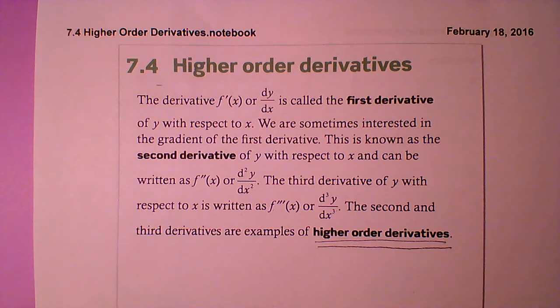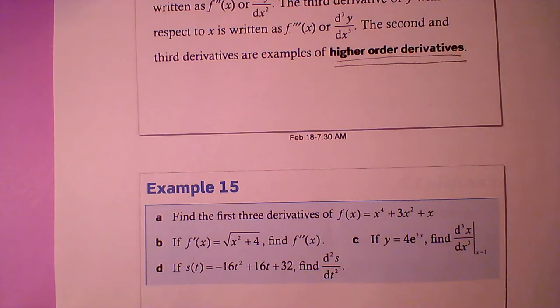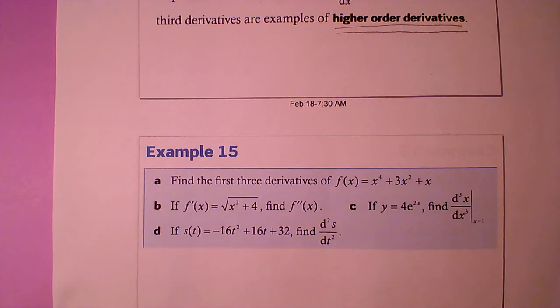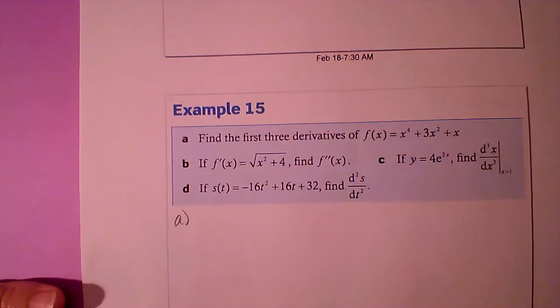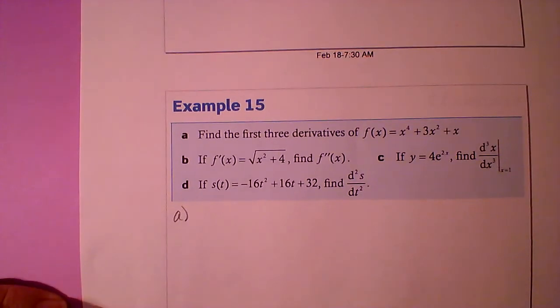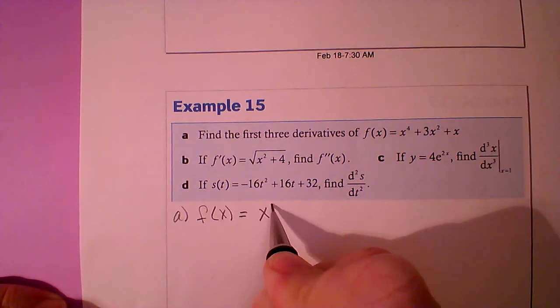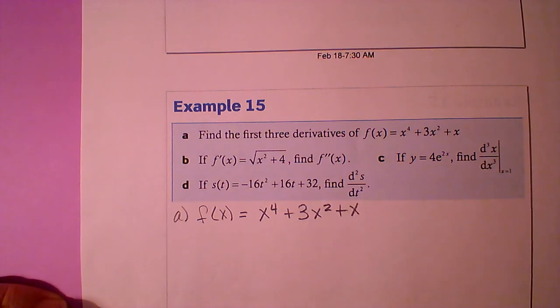Okay, so our first example says find the first three derivatives of f of x is equal to x to the fourth plus 3x squared plus x. So let's take a look at this. We're doing A, and we need to find the first three derivatives. So our function is f of x is equal to x to the fourth plus 3x squared plus x.